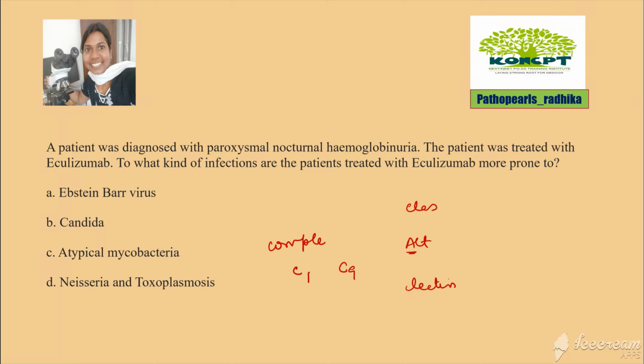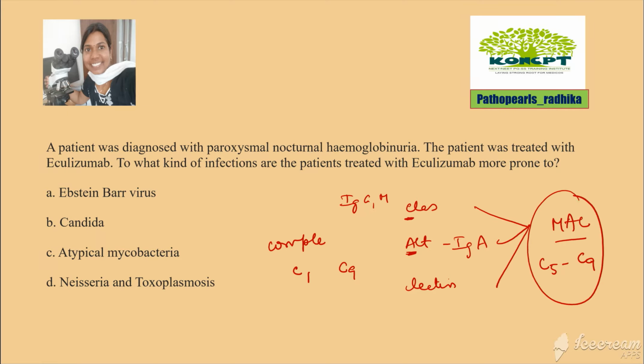Remember, the alternate pathway is activated by IgA, whereas your classical pathway is activated by IgG and IgM. Whatever it is, your end product is formation of something called MAC, or membrane attack complex, which is formed by complement C5 to C9. I told you in PNH there is unchecked activation of complement resulting in formation of MAC. So how can you treat it? You have to inhibit this complement or this MAC. How can you inhibit it? Only if C5 is there do you have formation of MAC. So you give a drug, an antibody against complement 5, which is nothing but eculizumab.